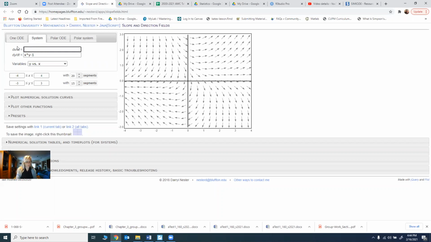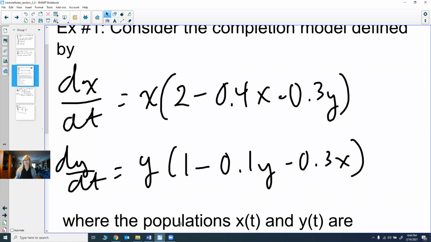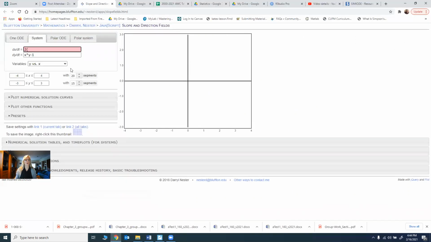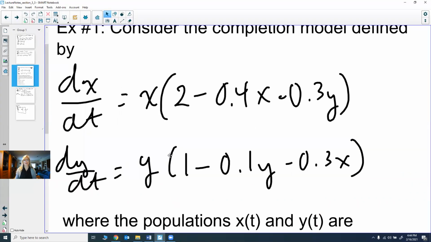In the x box, you can type in what x was equal to, and I believe it was 2 times, I always have to go look. I'm sorry, x times 2. I knew there was a 2 somewhere. So x times (2 minus 0.4x minus 0.3y). And then we're going to do the exact same thing with the y one and go look to see what that one was. The dy/dt was y times (1 minus 0.1y minus 0.3x).